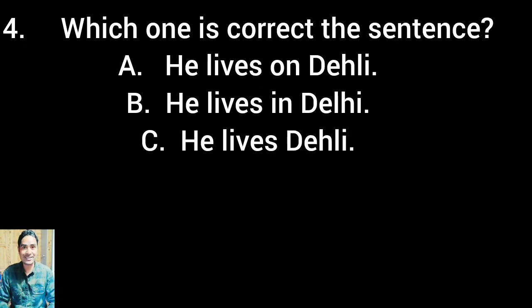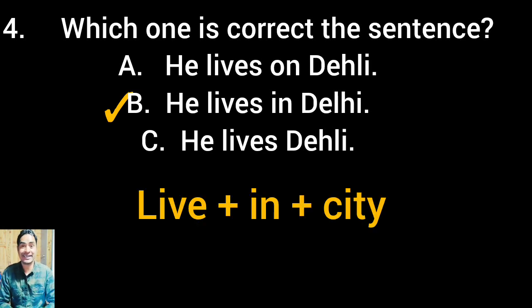Next, which one is correct? He lives on Delhi, he lives in Delhi, or he leaves Delhi? The answer is he lives in Delhi. But why? Because we use the phrase live plus in plus city. After live we use the preposition in, and after that the city. We say I live in Delhi, I live in Mumbai, I live in London. We don't say I live on Delhi, I live on Mumbai, I live on London.